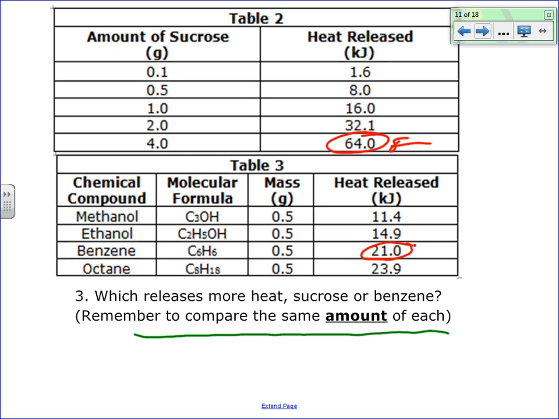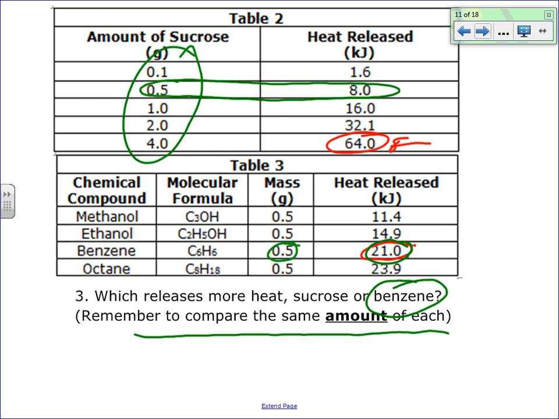All right. So in this case, if we compared same amounts, we only have one amount of benzene to use. So we have to then use sucrose. We have multiple amounts that we can compare. If we compare an even amount, which was 0.5, just like the 0.5 was down here, now we see that 21 is much higher than 8. So the answer here should be benzene.